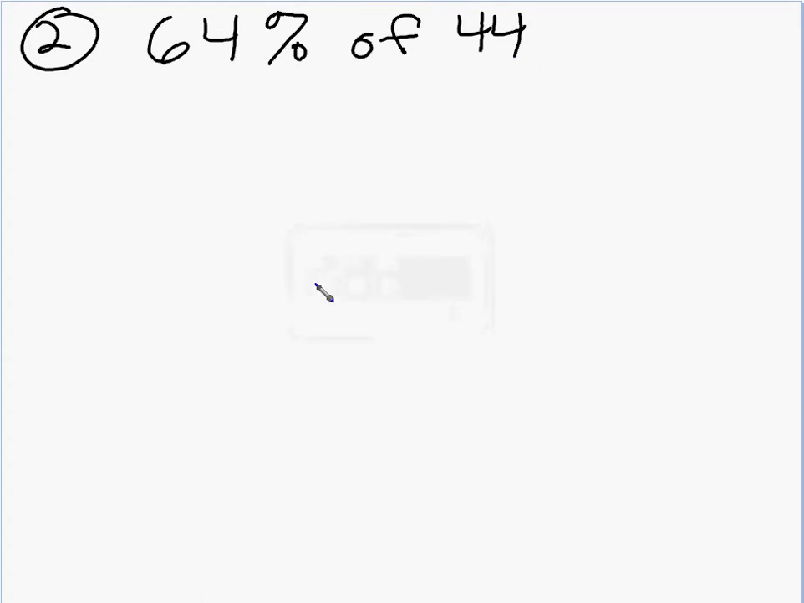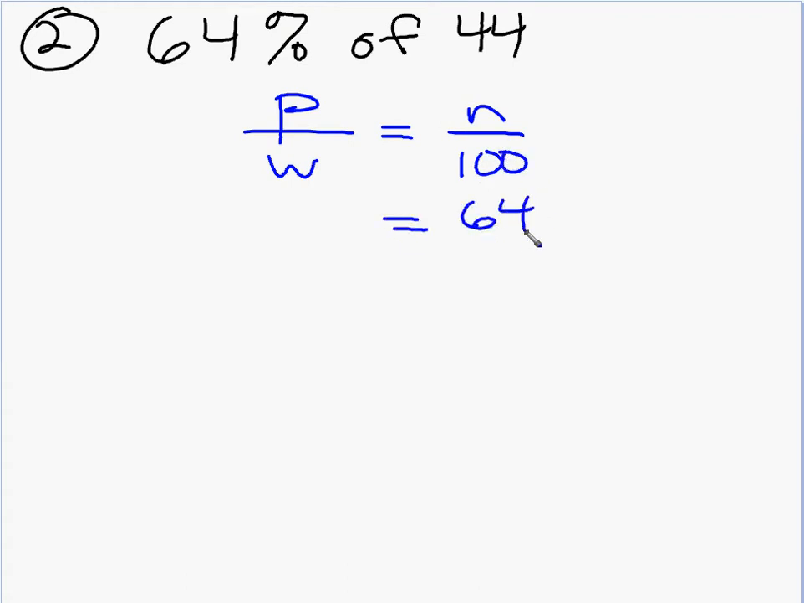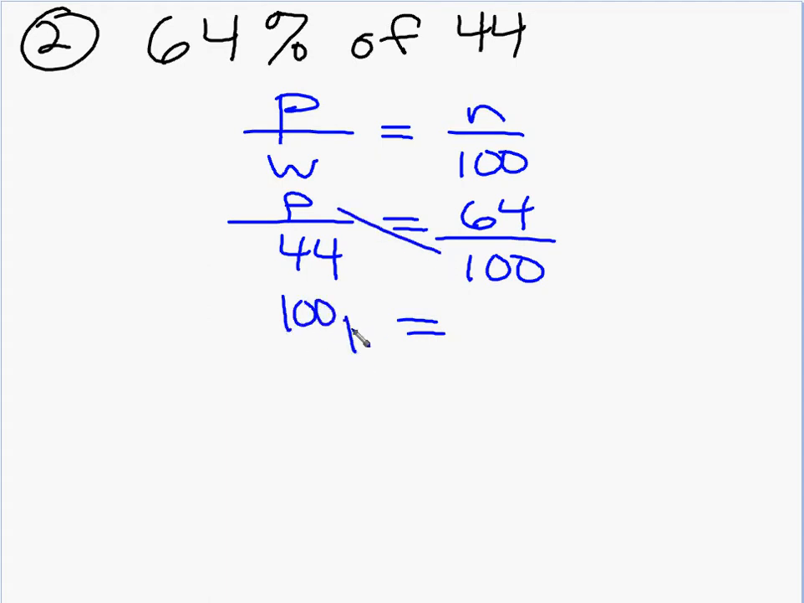All right, let's see how you did. Your first step should be to write our relationship, part to whole equals n to 100. Well, they give me a percent, so the 64% goes over 100, okay? And then I'm finding a percentage of 44, so the 44 is the whole, and I'm looking for the part. So I need a new equal sign. I'm going to cross multiply.